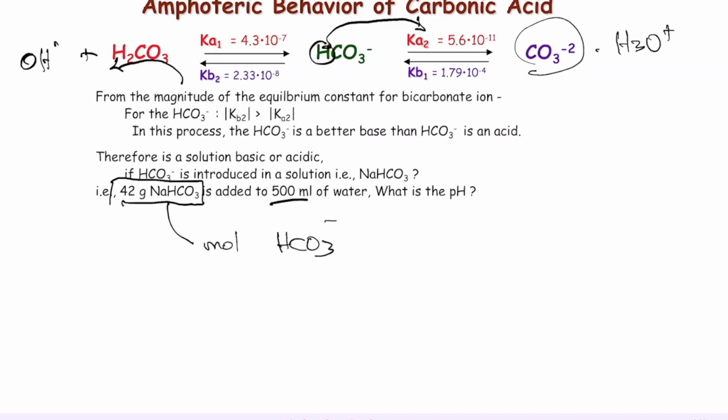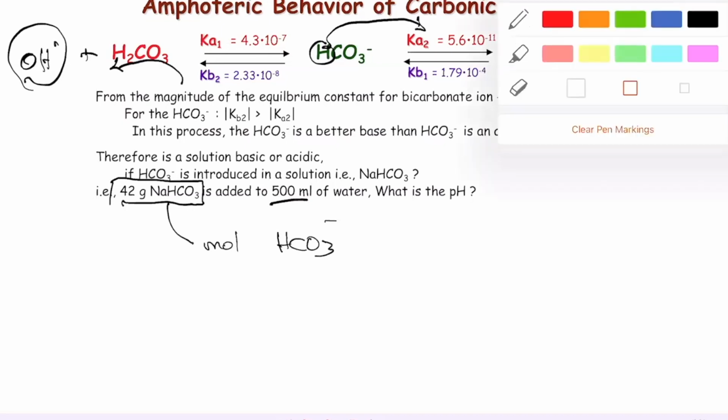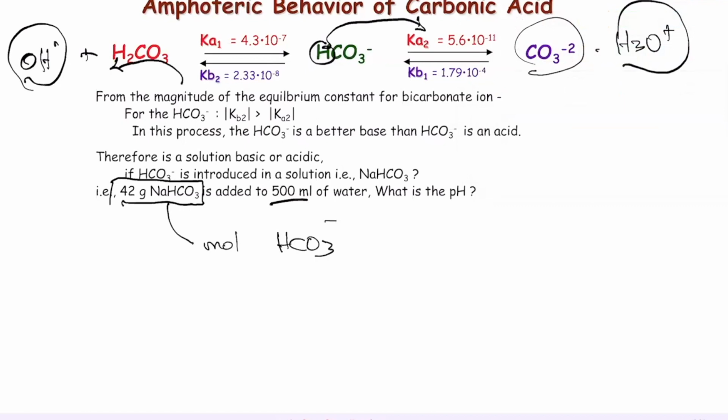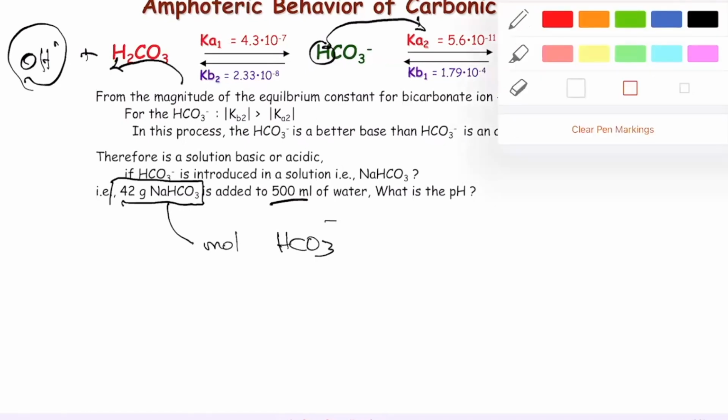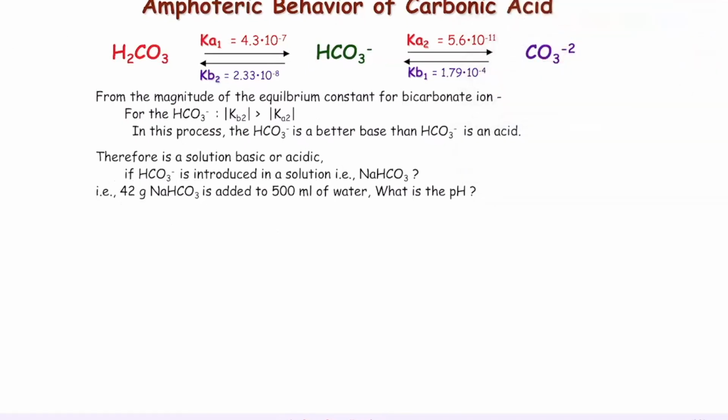You know the solution is going to be basic, and you know that this concentration is going to be bigger than this concentration. In order to figure out what the pH is, you have to figure out exactly what these concentrations are, and this is how you would do that. So it's two problems in one.